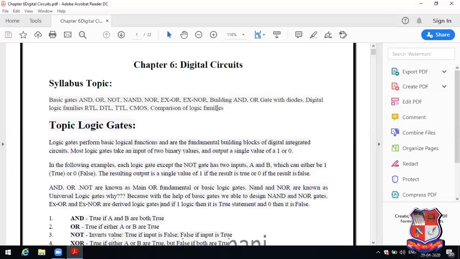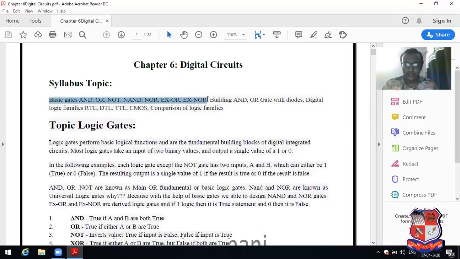Myself is Jamil Zanghani. Today we are discussing chapter number 6 of basic electronics. In chapter number 6, the syllabus topics are basic gates: AND, OR, NOT, NAND, NOR, XOR, XNOR, building AND, OR, NOR gates with diodes, digital logic families RTL, DTL, TTL, CMOS, and comparison of logic families. These are the topics related to chapter number 6 according to the GTU syllabus.